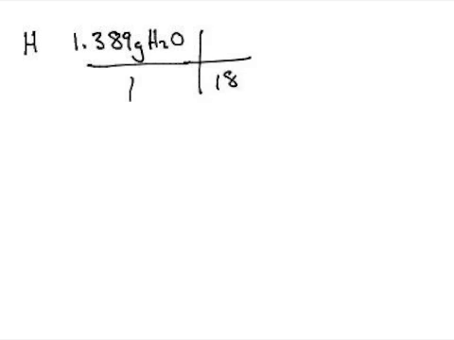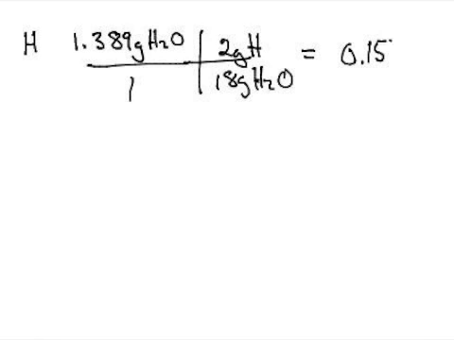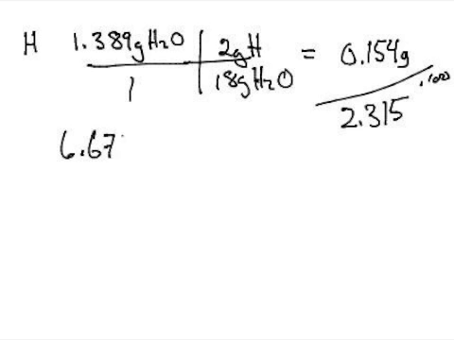For hydrogen, I'm going to take the grams of water, which is 1.389 grams of water, right? Yep. And I'm going to do the 18 grams of water on the bottom and the 2 grams of hydrogen on the top. You may need to just get your calculator out. That's 0.154 grams, and then divide by the total mass of my compound, which is 2.315, times 100 to get a percentage. 6.67%. Now, guess, ladies and gentlemen, how am I going to get the oxygen?